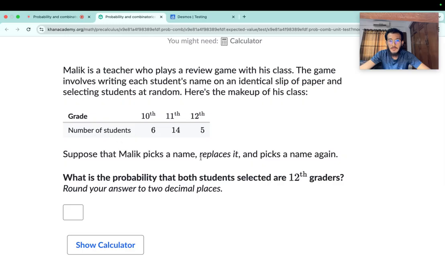Suppose that Malik picks a name. Okay, so we have 6 students in 10th grade, 14 students in 11th, and 5 in 12th. Suppose that Malik picks a name, replaces it, and picks again. Okay, so he's replacing, so the total number of papers is not changing, and he picks a name again. What is the probability that both students selected are 12th graders?